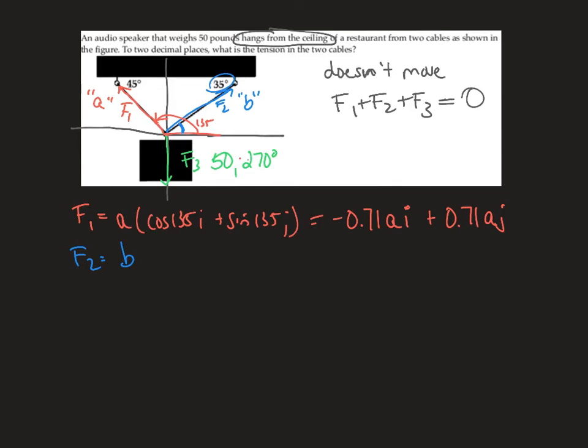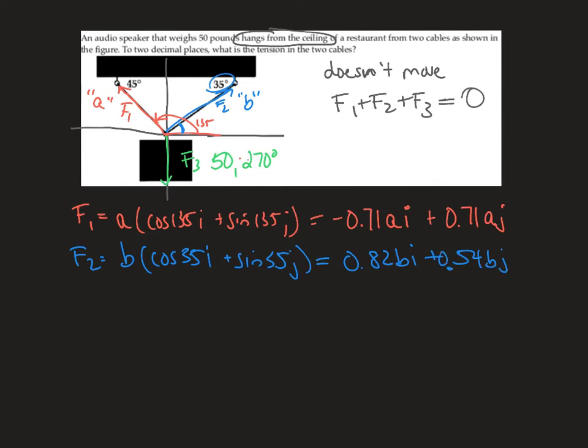And then we're going to do B times the cosine of 35 I plus the sine of 35 J. And that's going to equal 0.82 BI plus 0.54 BJ.